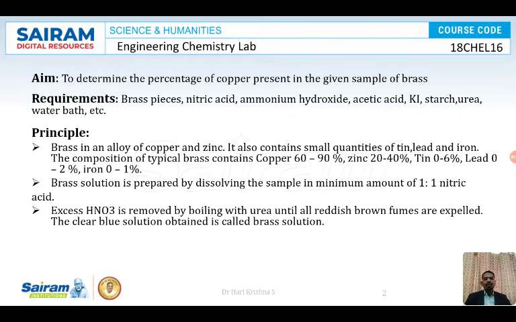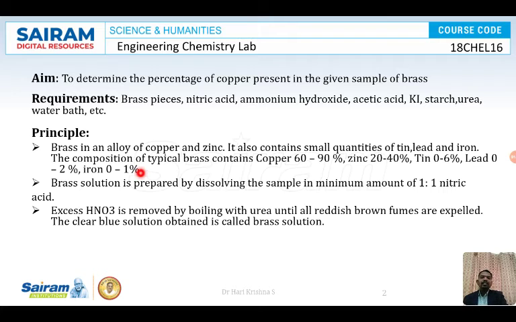However much copper is present, an equal quantity of iodine will be liberated. The liberated iodine will be estimated using starch as an indicator against sodium thiosulfate. By knowing the volume of sodium thiosulfate consumed, we can estimate the percentage of copper present. So it is iodometry because by knowing the amount of iodine liberated, we can estimate whatever is present. That is called iodometric estimation.